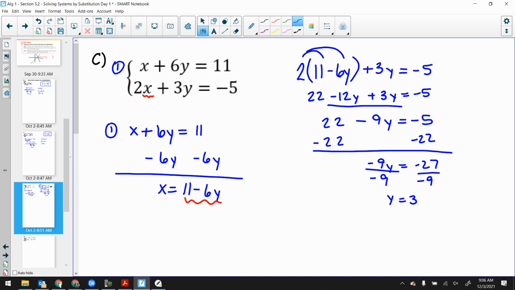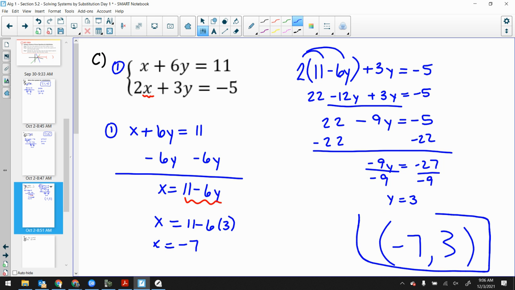Again, that's halfway to my answer. Now, I've done the heavy lifting so far. Like, I've done the hard part. All I need to do now is just go back in and figure out what my x value is. Okay, take a look at this manipulated equation that we started out with. It's x equals, isn't it? So let's just go back into that equation and plug in y. 11 minus 6 times 3. 11 minus 18. Which is? Negative 7. Negative 7. So we've already done the hard part.